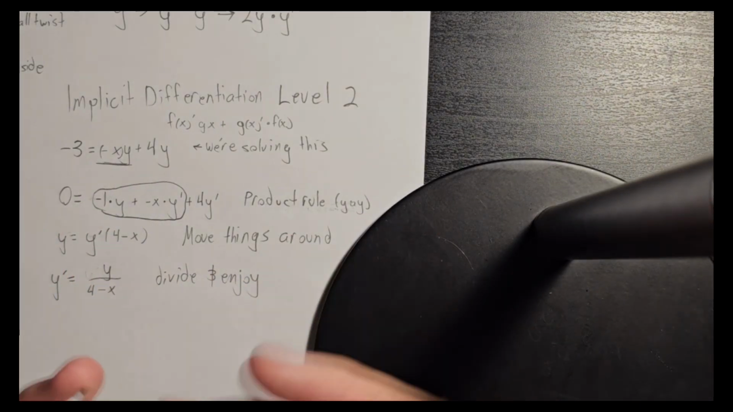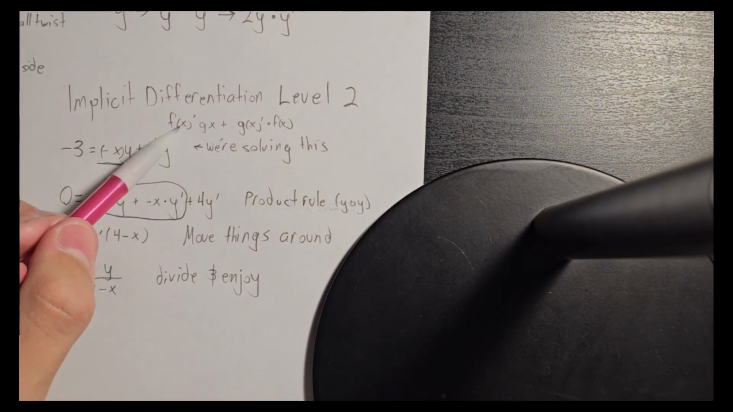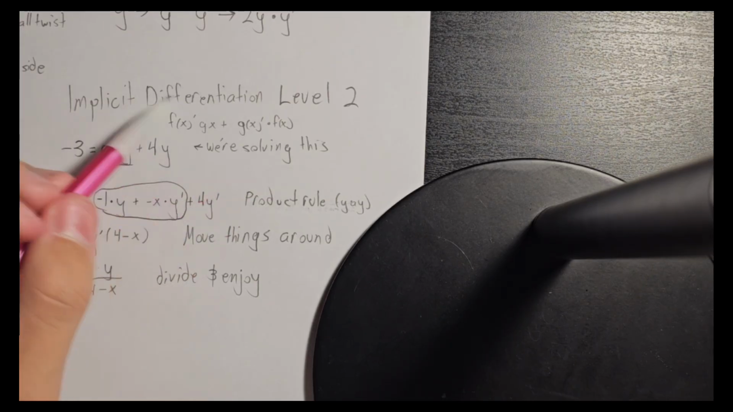And then from there, you can just go around moving things around. You get y is equal to y prime, parentheses 4 minus x, then divide it, and you'll end up with y over 4 minus x. This part is probably the easiest part. The most important thing that you have to remember is the product rule. This one right here, wrote it down just now.